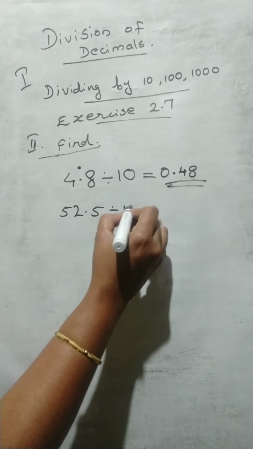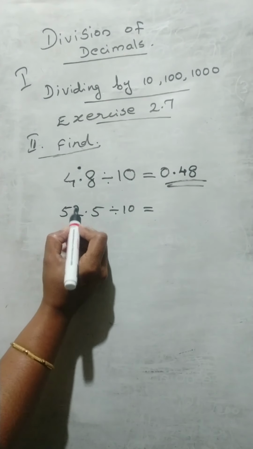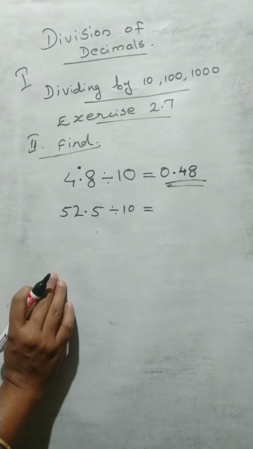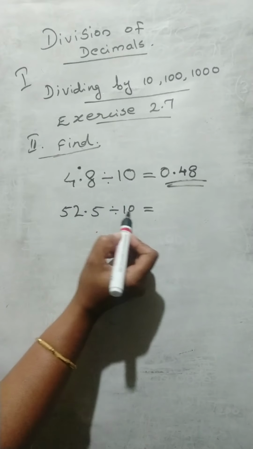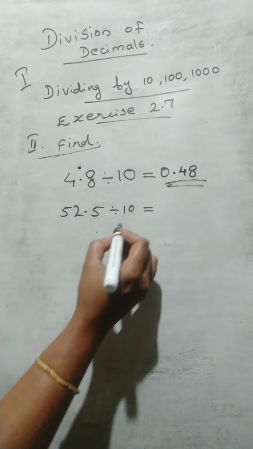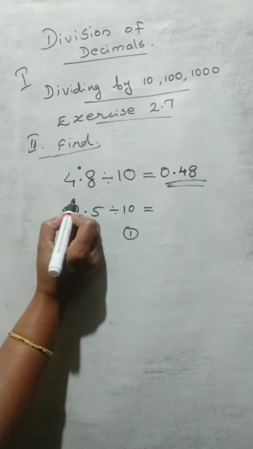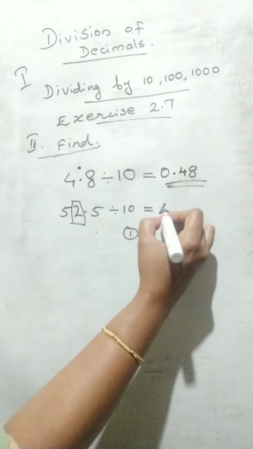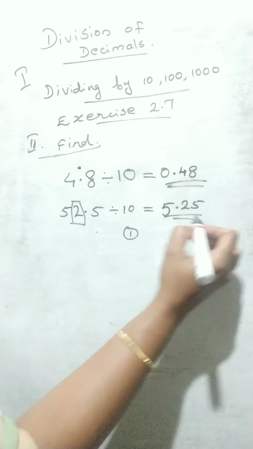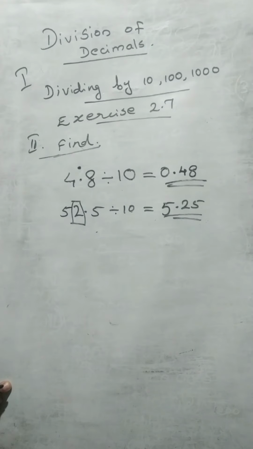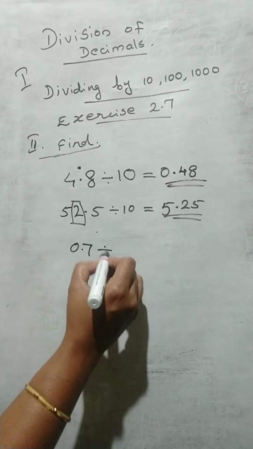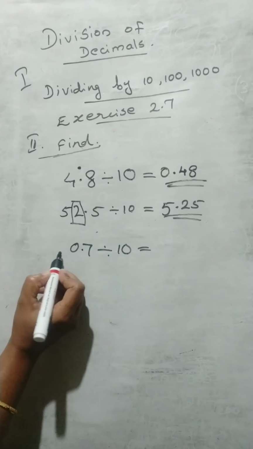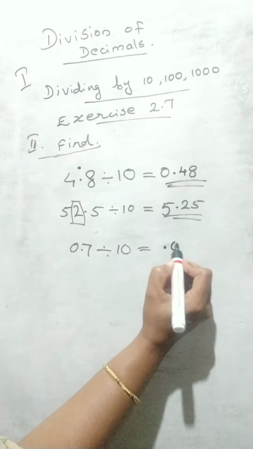Another one is 52.5 divided by 10. Here we move one digit after the decimal point. So count the zeros. How many zeros? Only one zero. Then we count one digit before the decimal point, that is 2. So 5.25 is the answer. Is it clear for you? Then the next number, 0.7 divided by 10. Dividing by 10, before the decimal point there is no digit, so we keep 0 itself.